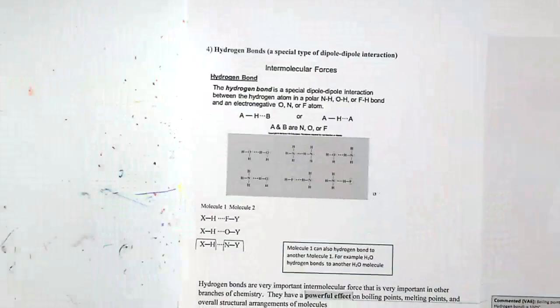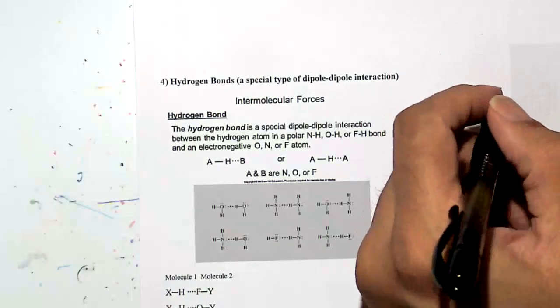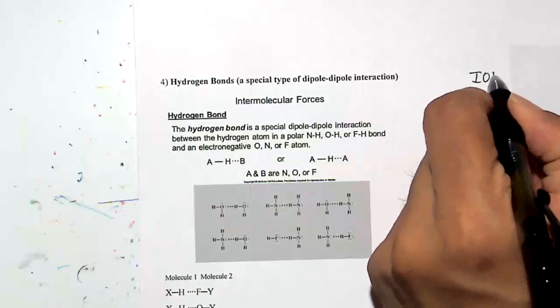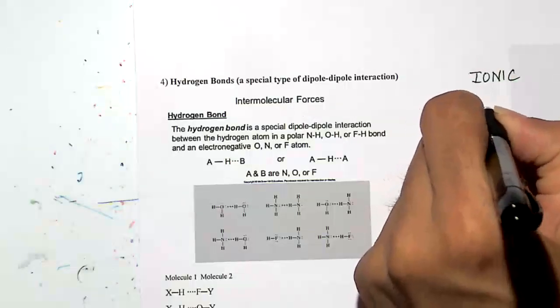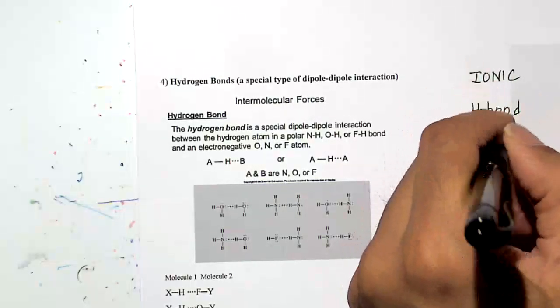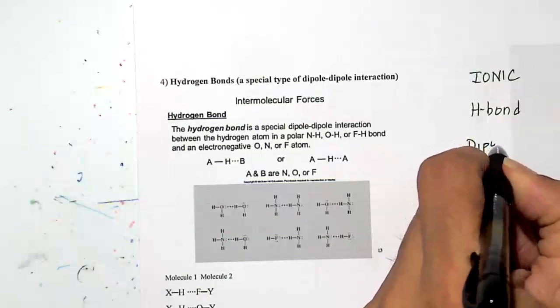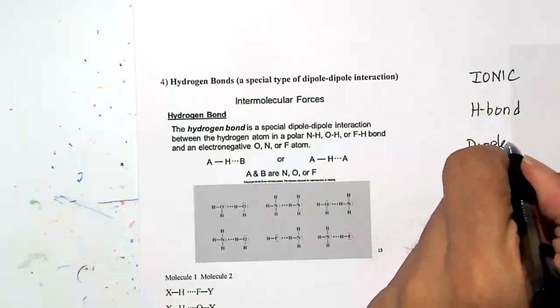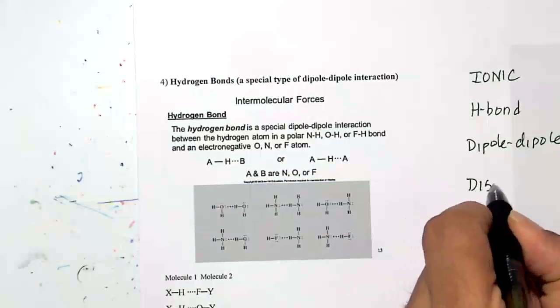All right, let's finish this up here. All right, let's go back to the hydrogen bond here for a second. Just as a review, we're talking about ionic. That's the strongest. What's the next strongest? Hydrogen bonding. Okay, what's next? Very good. Dipole-dipole or polar. This is also dipole-dipole, but you're right. And what's the weakest? Dispersion.